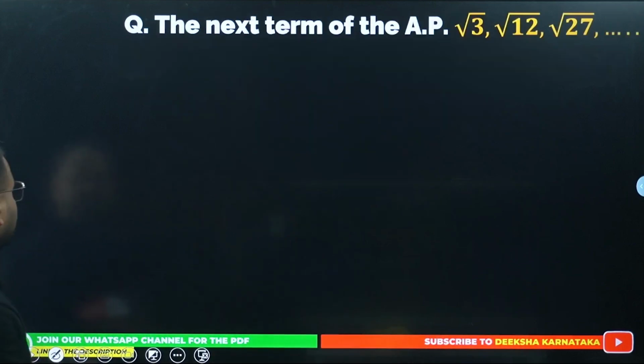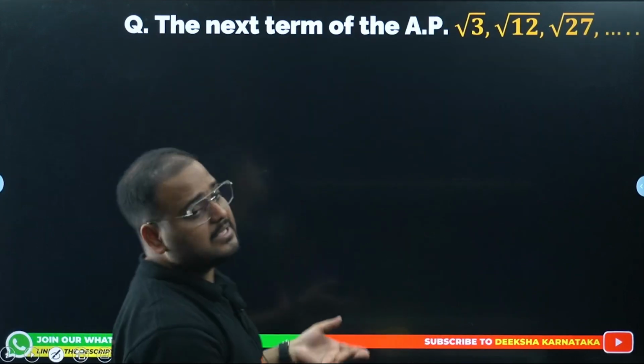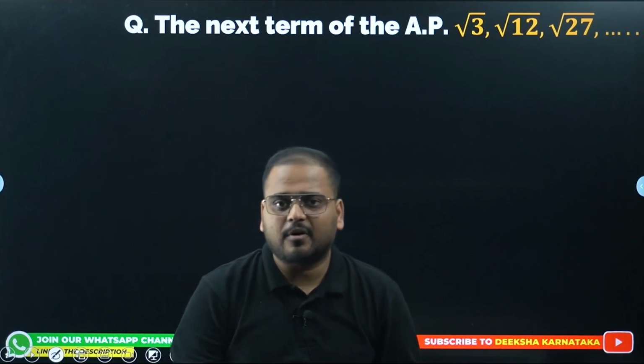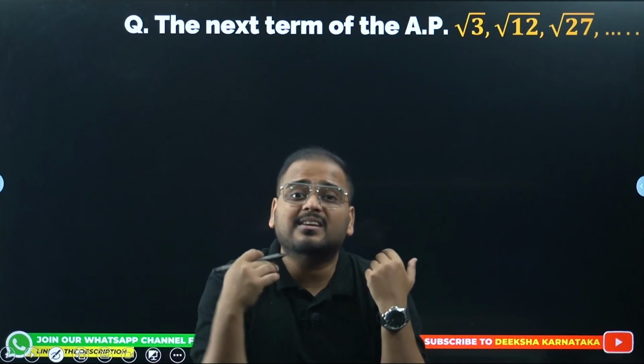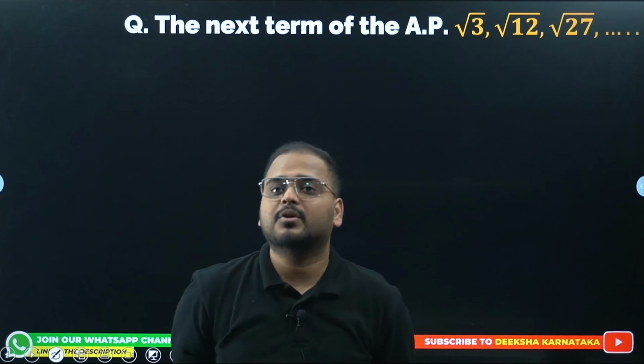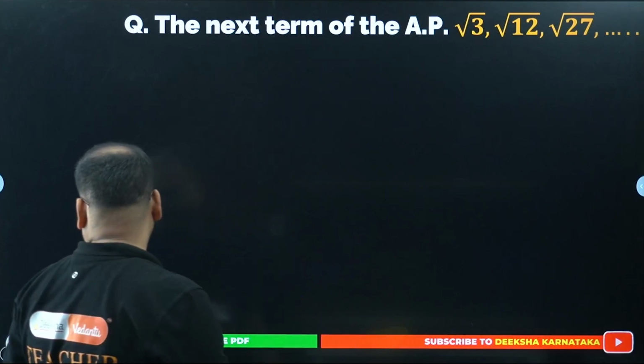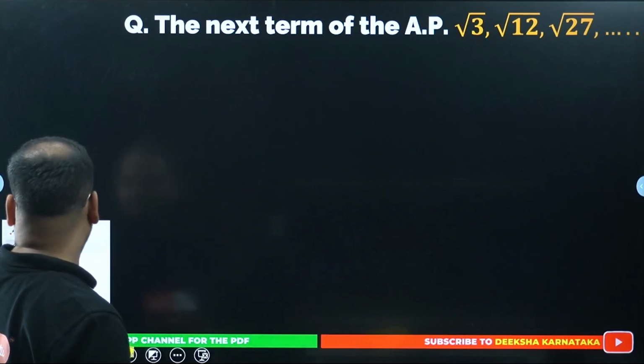Let's move on to the next question. The next term of an AP. Okay, sir, even an irrational number can form an AP? Yes, it can, because even if it is irrational, it is a real number. So all the real numbers can be part of an arithmetic progression. Okay, great. Let's check it out.